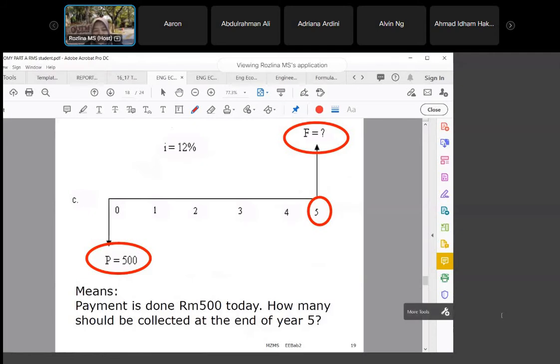C. Okay, payment is done 500 ringgit today. How many should be collected at the end of the year 5? Okay, this is clear. Its sentence, okay, is also the same. Never mind. Just put.